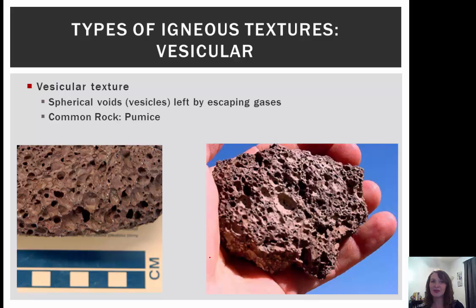Alright, so the next one is vesicular. So spherical voids or vesicles are left by escaping gases. And the most common rock is pumice, but we'll also see this in scoria.